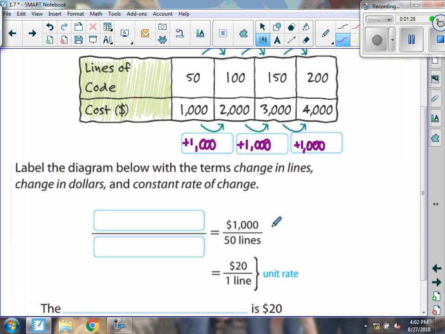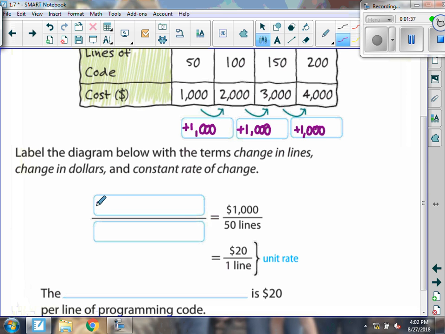We have $1,000 on top. So is that change in lines, change in dollars, or constant rate of change? It's going to be change in dollars. How do we know that? Well, we know that because there's your dollar symbol up on the top. Okay, our bottom one says 50 lines, so that's going to be change in lines. Okay, when we take this and we simplify it, $1,000 divided by 50 lines, it simplifies to $20 per line. So that's our unit rate.